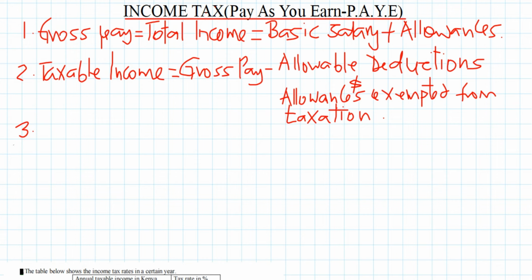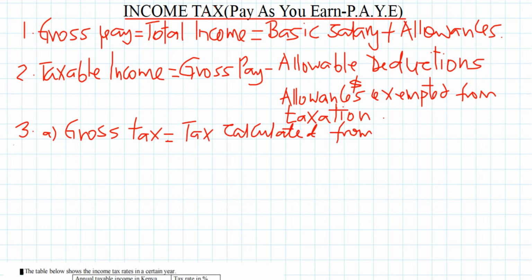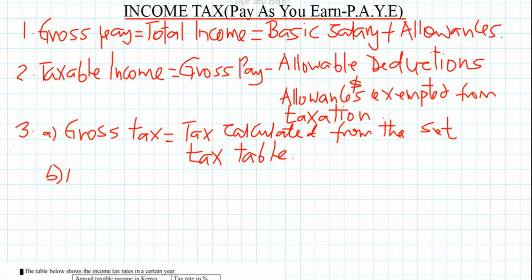The third one that we are going to look at, we are going to look at it in two parts. Part A is what we call the gross tax. So the gross tax, this is the total tax calculated from the set table of taxation. So once you get to the table of taxation and you calculate the tax that you're going to obtain from that tax bracket, that is what we call the gross tax.